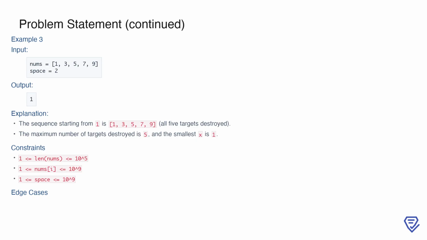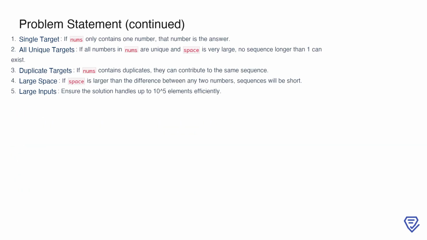If nums equals 1, 3, 5, 7, 9, and space equals 2, selecting X equals 1 creates the sequence 1, 3, 5, 7, 9, which destroys all 5 targets. Since all targets are part of the sequence, this is the maximum number of destroyed targets, and the smallest starting point is 1. Therefore, the output is 1. This example demonstrates how a sequence can include all elements in the array when they are evenly spaced according to the given space value. Finally, there are several edge cases to consider.